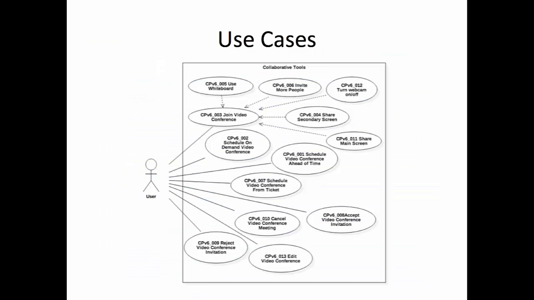Here we can see the use case diagram for the collaborative tools. We can see all the different functionalities that a user has and how they're related to each other. For example, join a video conference. Once a user joins, they're able to use the whiteboard, invite more users, turn the webcam on and off, share the primary screen, and also share their secondary screen.